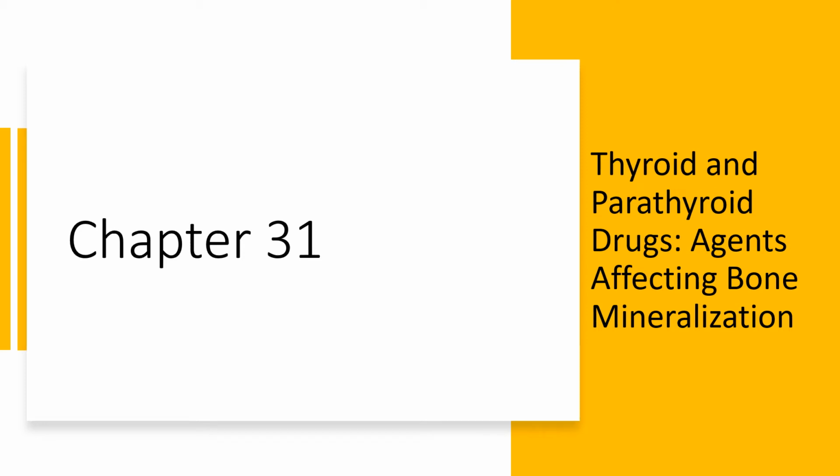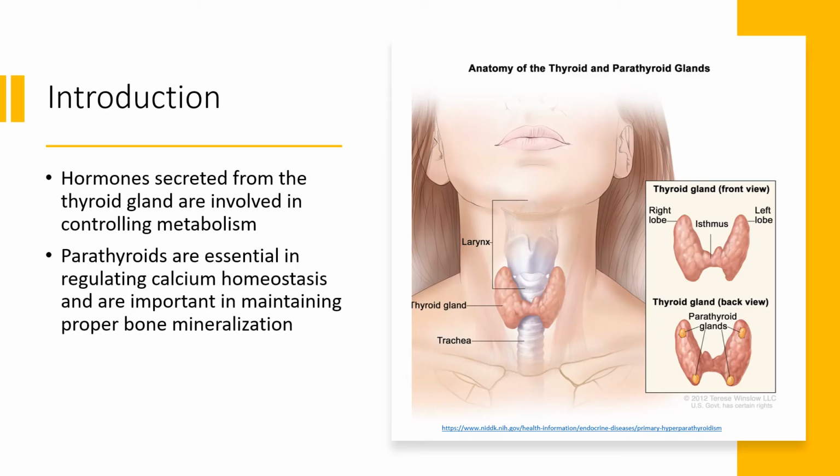Today we are going to cover chapter 31, which covers the thyroid and the parathyroid drugs and the agents affecting bone mineralization. Hormones that are secreted from the thyroid gland are essential in controlling metabolism. These hormones also work synergistically with other hormones to help promote natural growth and development. The parathyroids are essential in regulating calcium homeostasis, and they're also very important for maintaining proper bone mineralization.